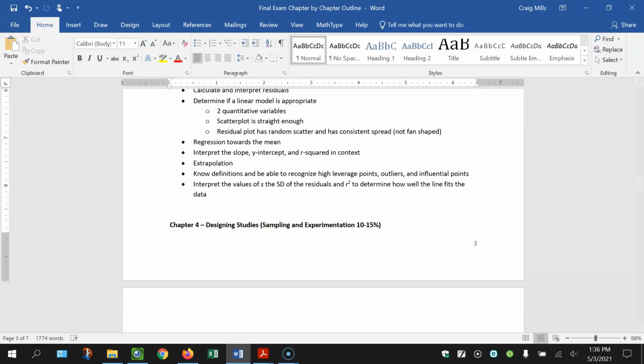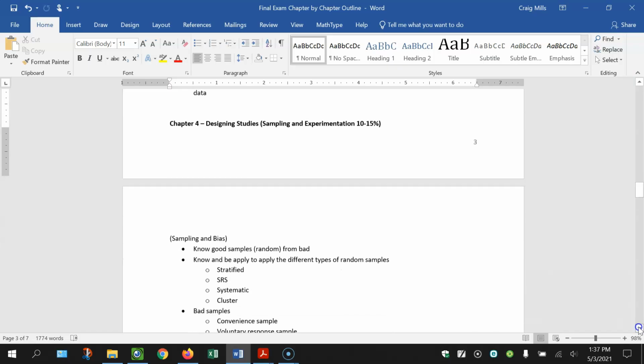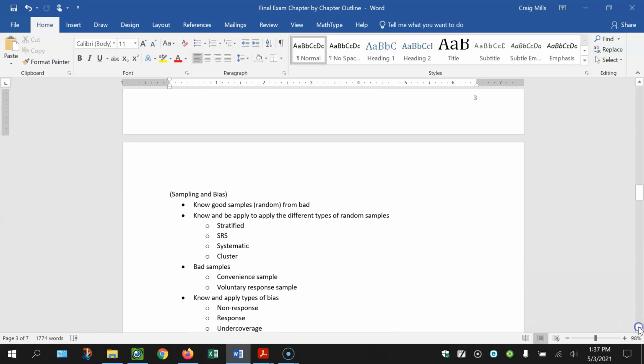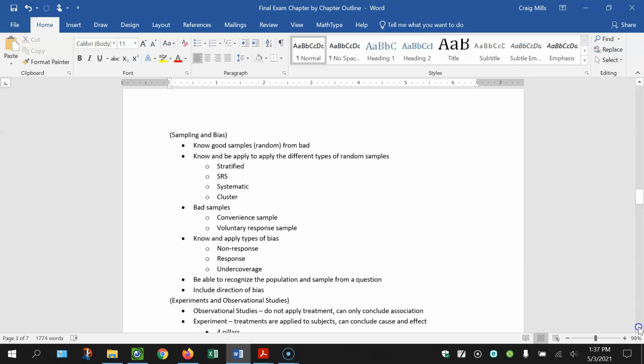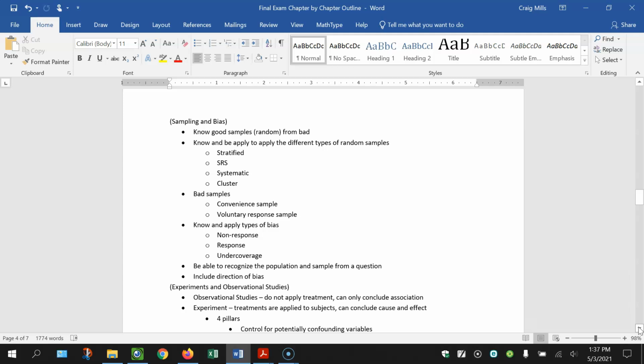Okay, chapter 4 is getting into collecting data, they call it. And this is all about sampling and experiments and observational studies. So good samples and bad samples. Good samples come from random samples. We talked about 4 different types.